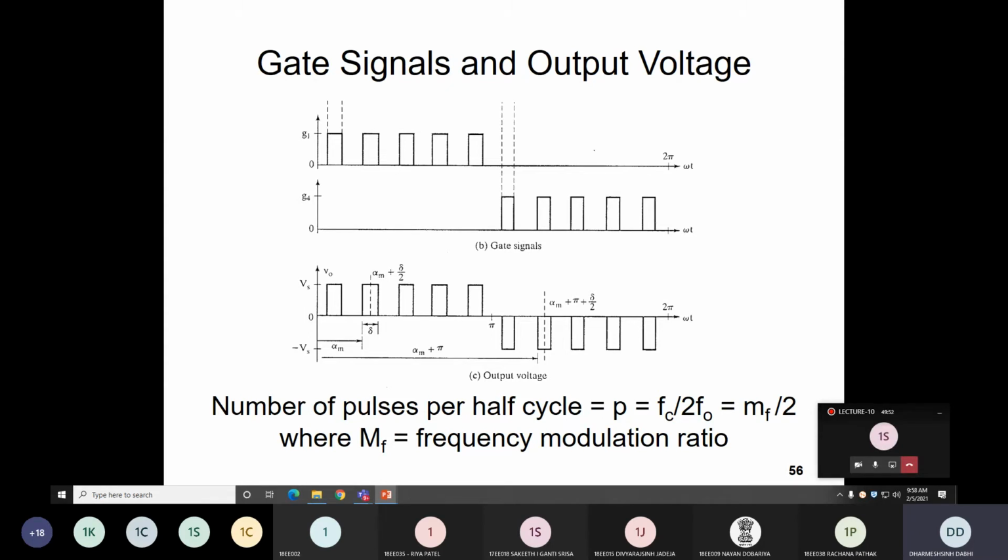Can I move to the next PWM technique? Yes or no? Can I go there? Yes or no? Is there a doubt? Multiple pulse combination technique.